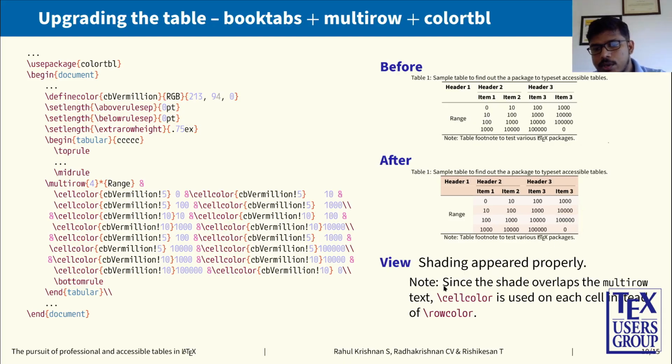One point I would like to mention is that with the multirow, when I use the row color, it is pushed over this range. So I have used a cell color command in all the cells to make it a row color. So I think it's a bug. I should have posted it on GitHub. This is one thing. Yes, that's right. It's good.